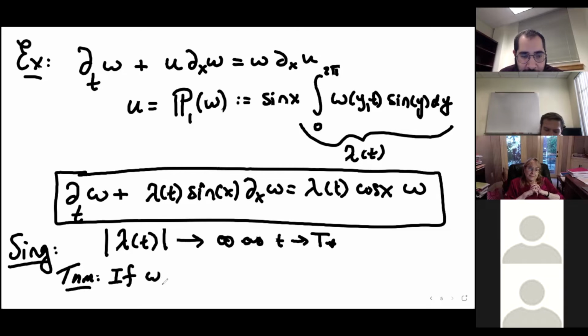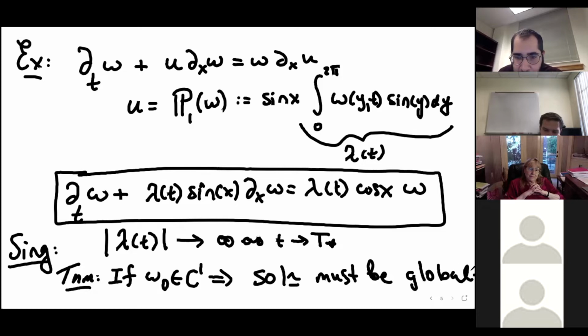If omega 0 is C1, then the solution must be global. To prove this, you kind of have to solve the system along characteristics, and then using the ODE method, get a closed equation on lambda. When you get a closed equation on lambda, there's a very interesting cancellation that occurs that shows you that lambda actually must remain uniformly bounded for all time. Not only does it not go to infinity, but it's uniformly bounded, which is, I think, a very interesting fact.